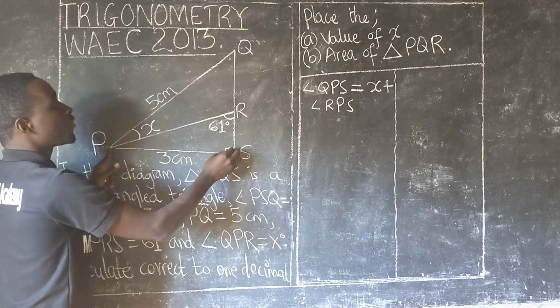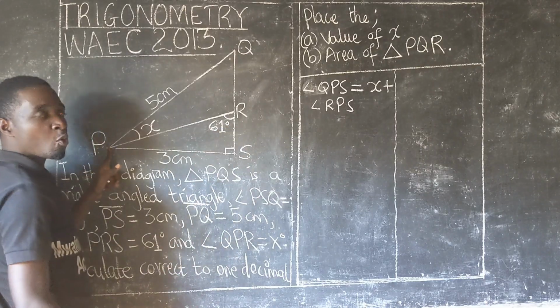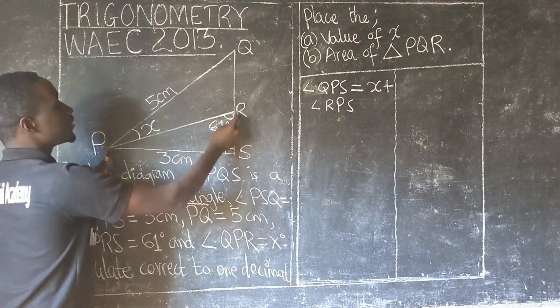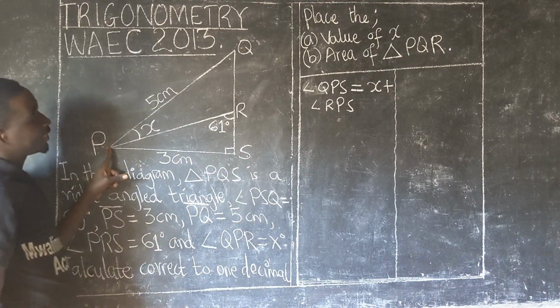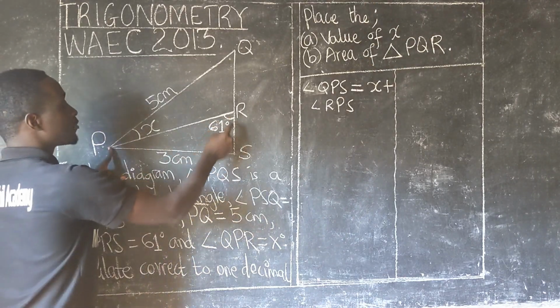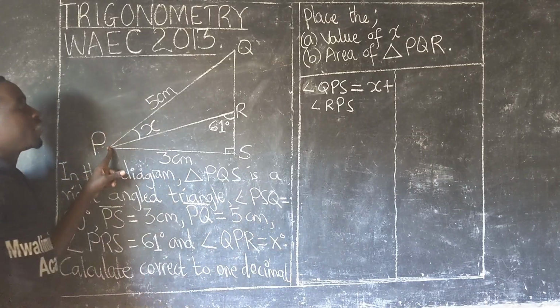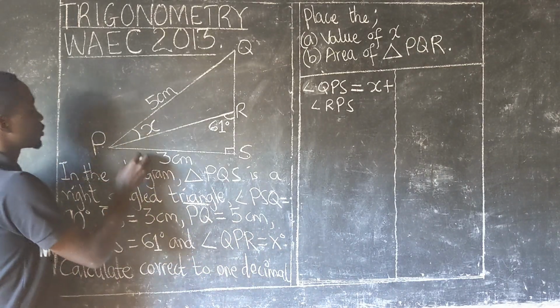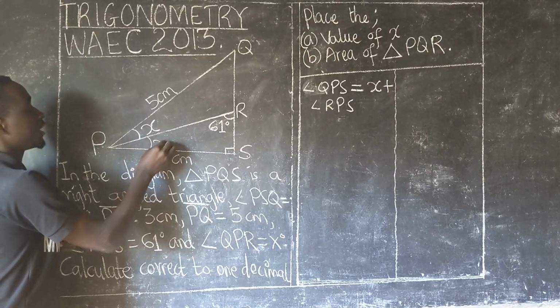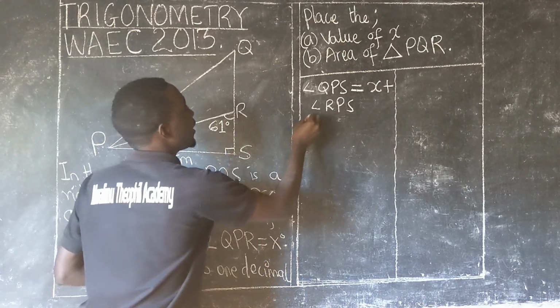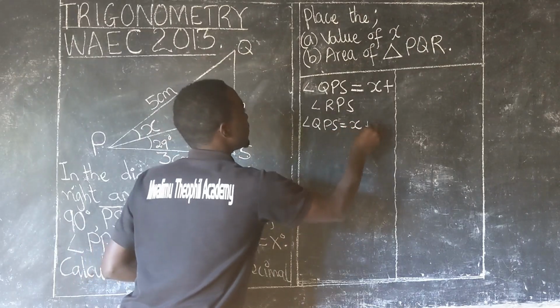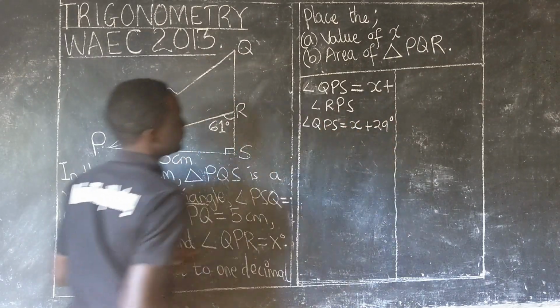When we add these two, we get 151. But the sum of the angles in a triangle is 180. So 180 minus 151 gives this angle equal to 29 degrees. Now, angle QPS will be equal to x plus 29 degrees.